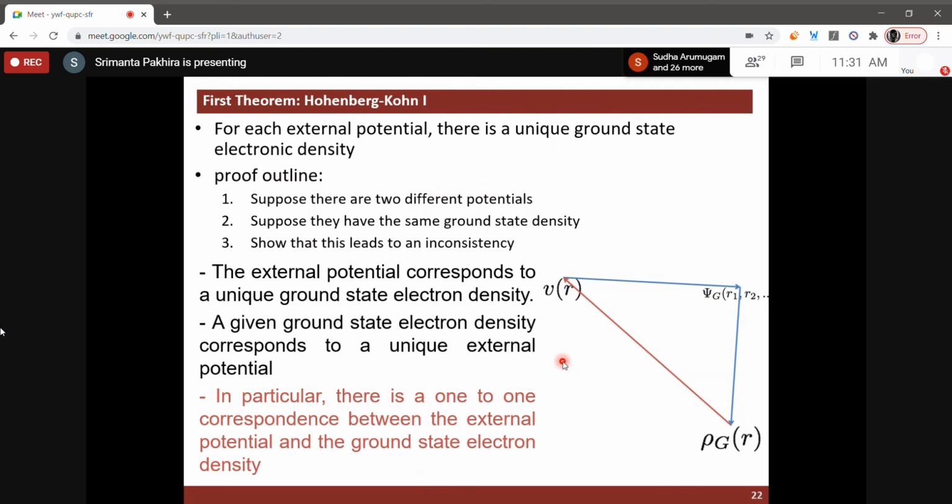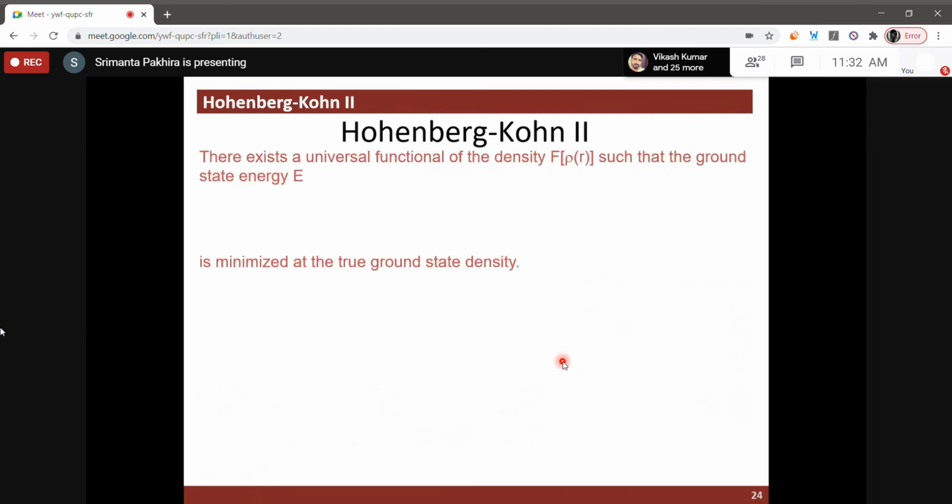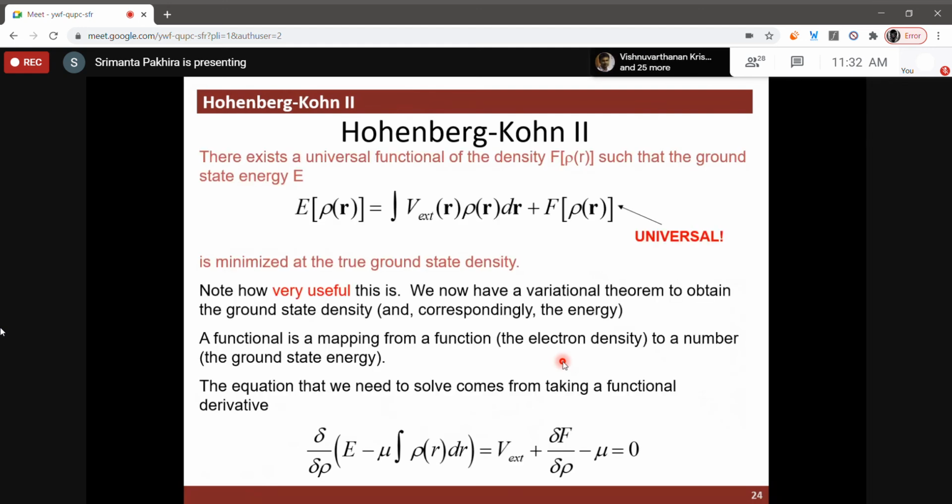So they used the external potential, which corresponds to a unique ground state density, and established it like that. Then the second theorem is basically the variational theorem. Using the second theorem, they tried to calculate the total energy of the system. The second theorem states that there exists a universal functional F[rho], such that the ground state energy can be written as this external potential part plus this Hohenberg operator, which is universal.